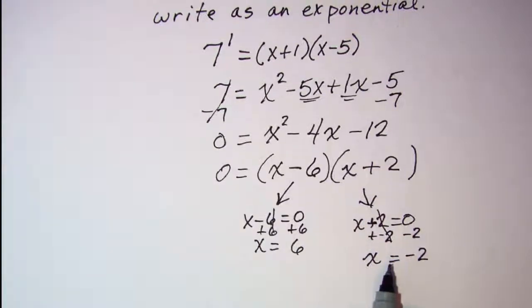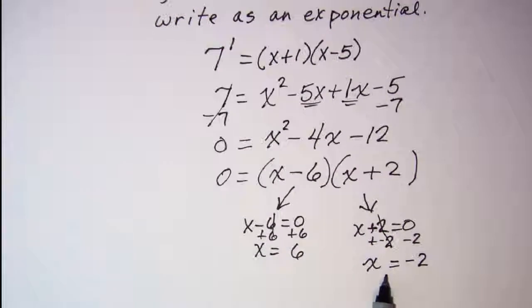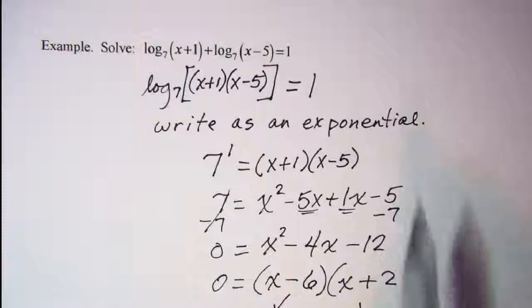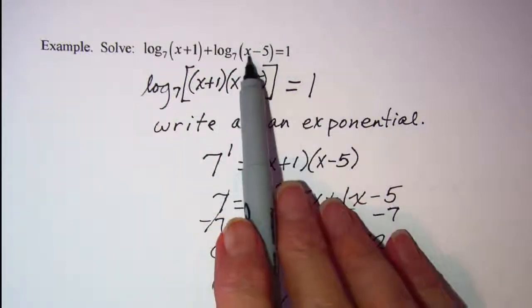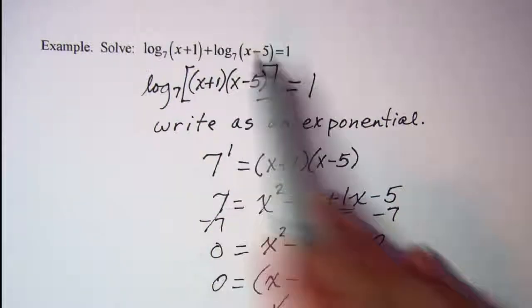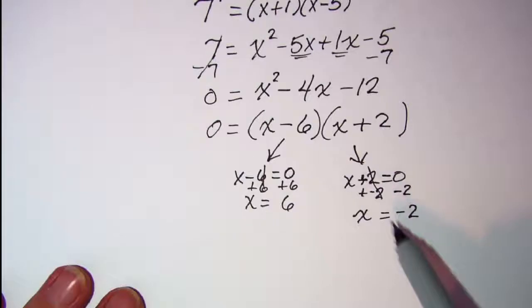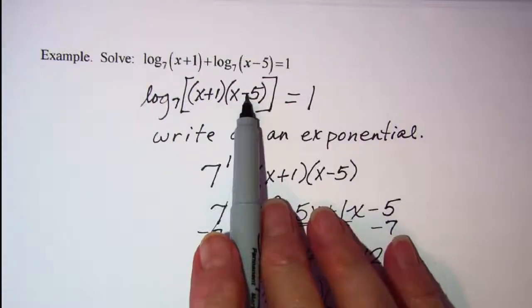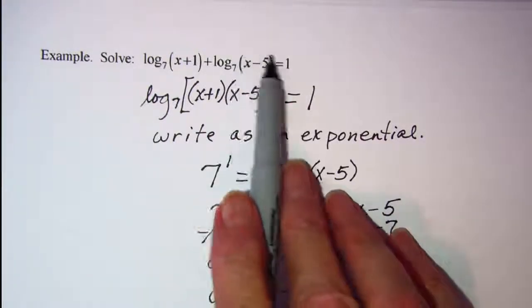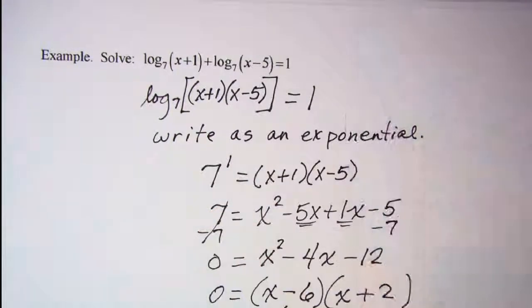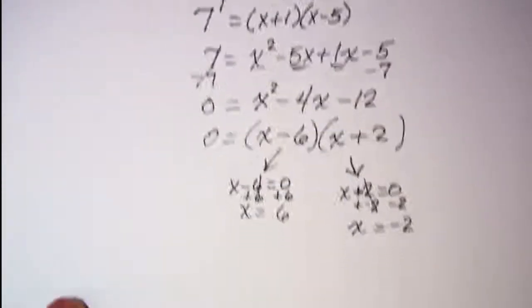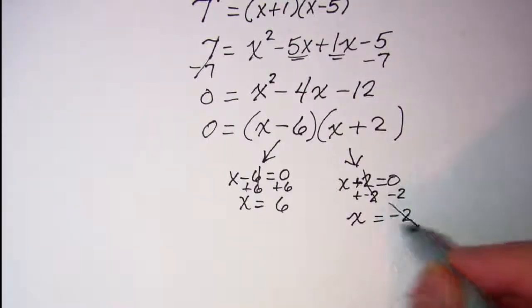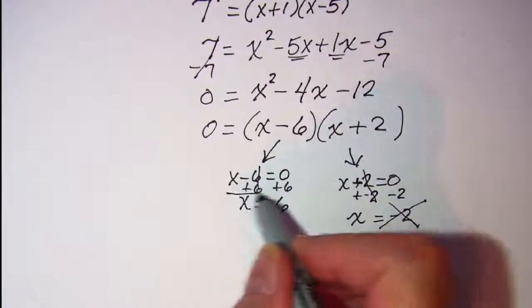Now on this type of problem, we need to make sure that our argument is positive. So on our problem, if we put a negative number in here for x, say x is equal to negative 2, if we put a negative 2 in here, we're going to get a negative argument right here. So our negative 2 will not work, but the positive 6 will.